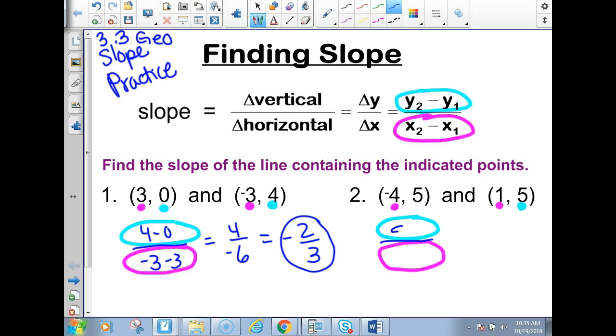5 minus 5 and 1 minus negative 4. Well, 5 minus 5 gives us 0. So on the bottom we have 5, but when we divide, we get 0. That one has a slope of 0, which would mean it's a horizontal line that passes through those 2 points.